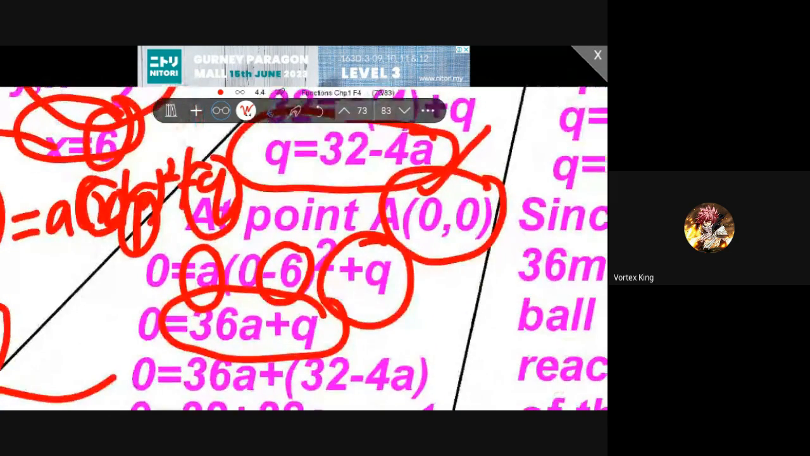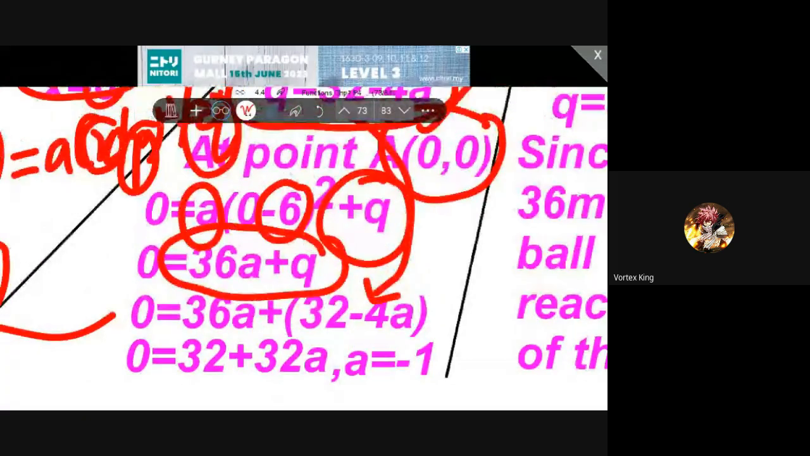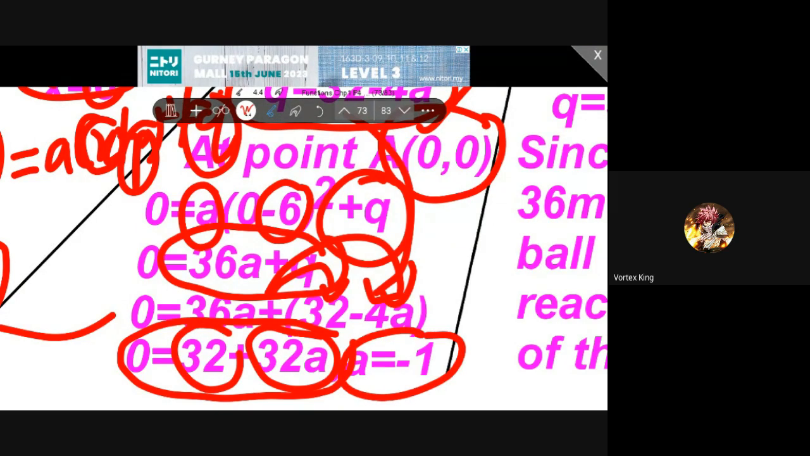So what method is this? When I put this one inside here, kaedah apa dalam persamaan serentak? What method in the simultaneous equation we use? Very good, penggantian, correct. So 32 minus 4a, so you will get like this. 32a, so you expand, plus 32 minus 4a. So 36a minus 4a dapat 32a plus 32. Okay, and you will get a is negative 1. Kamu boleh calculate, you will get a is negative 1.